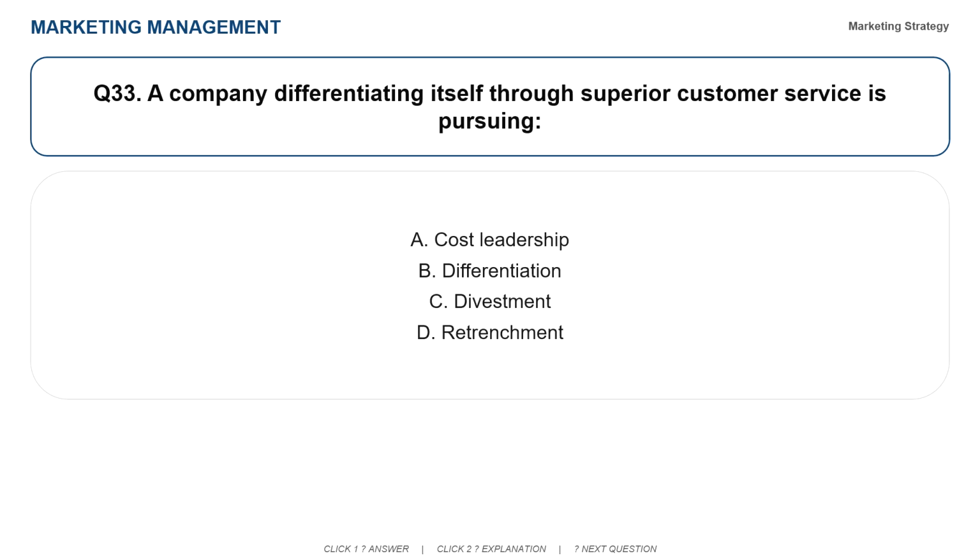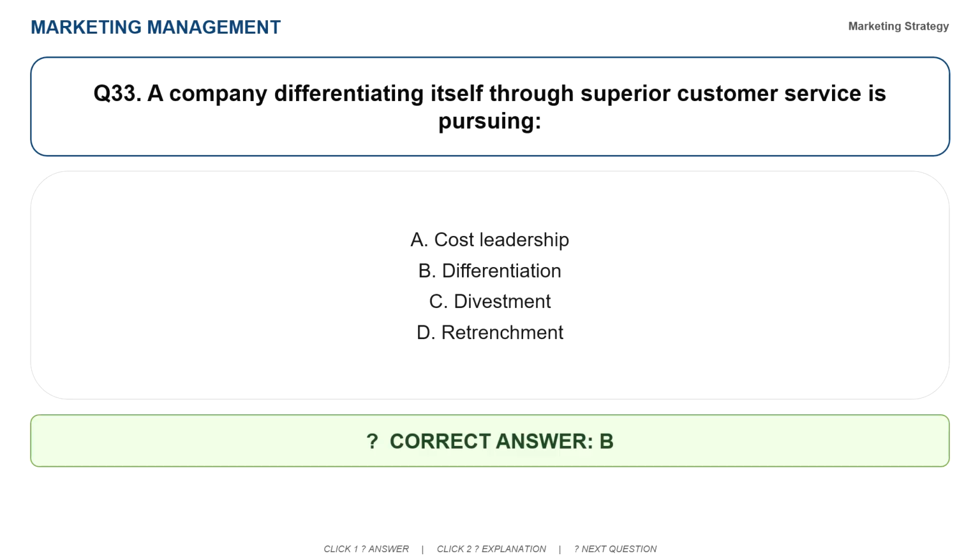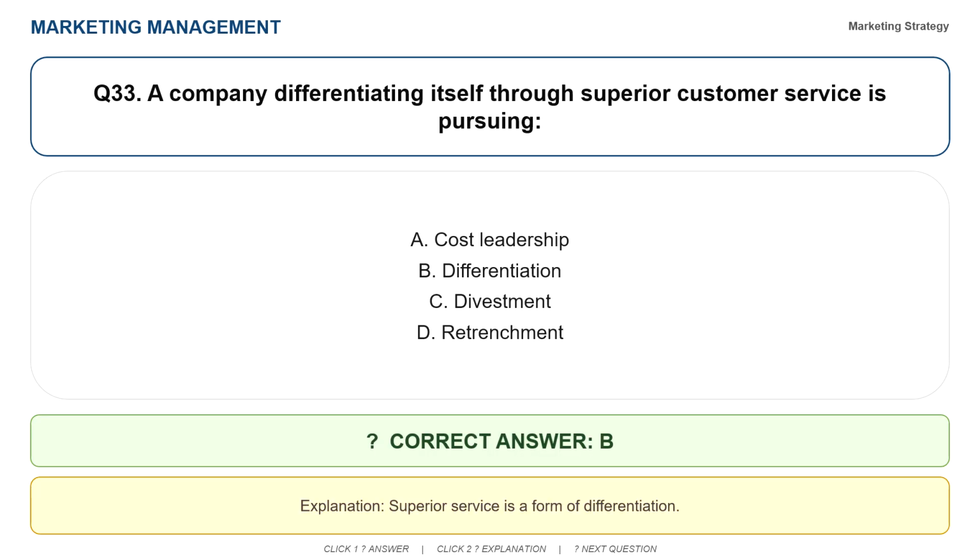Question 33. A company differentiating itself through superior customer service is pursuing: Option A, cost leadership. Option B, differentiation. Option C, divestment. Option D, retrenchment. The correct answer is B. Explanation. Superior service is a form of differentiation.